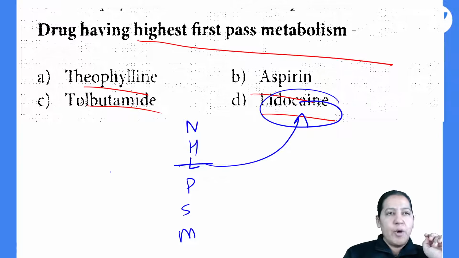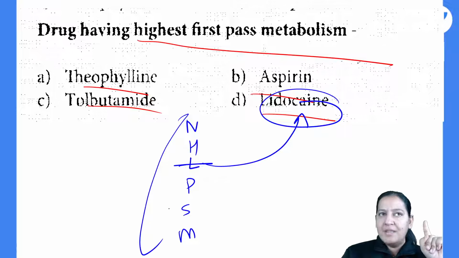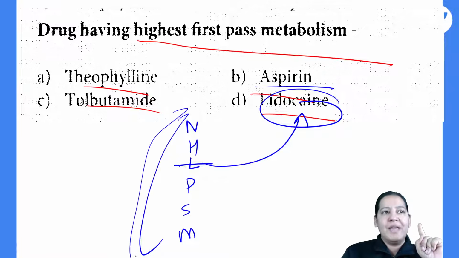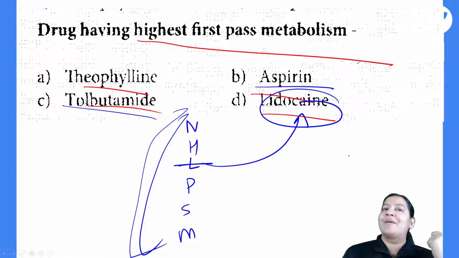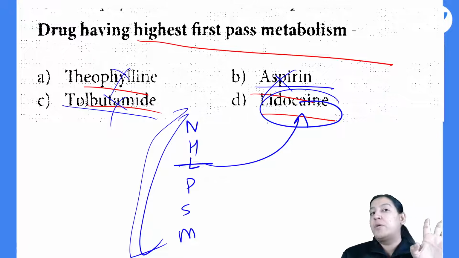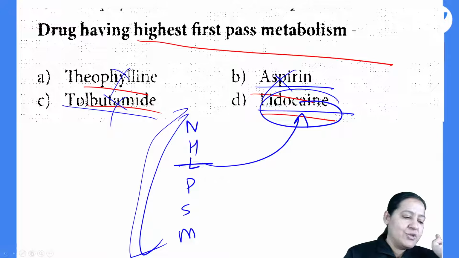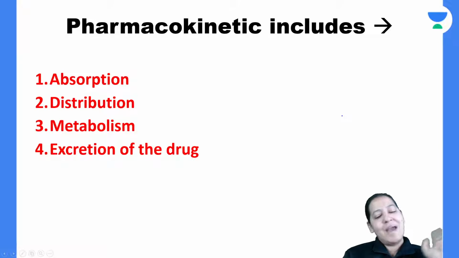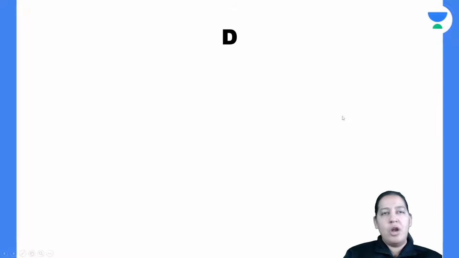What about the other options? Theophylline? No, it is not in this mnemonic. Aspirin? No. Tolbutamide? No. So the rest of the three options are ruled out. Don't forget to rule out the other options. The correct answer here is lignocaine. Very good. Many questions are on this. I'm not launching all of them, but you will get many in your books or on your app, right?